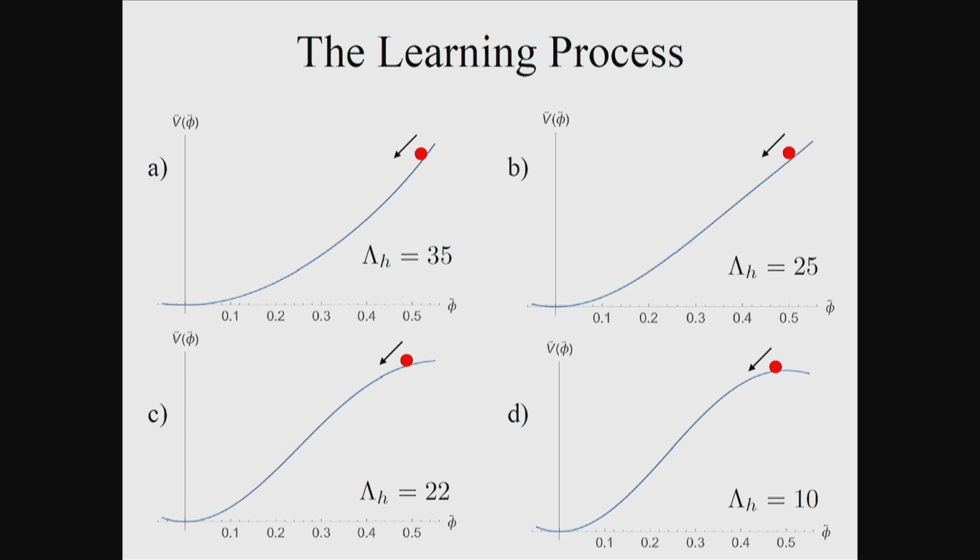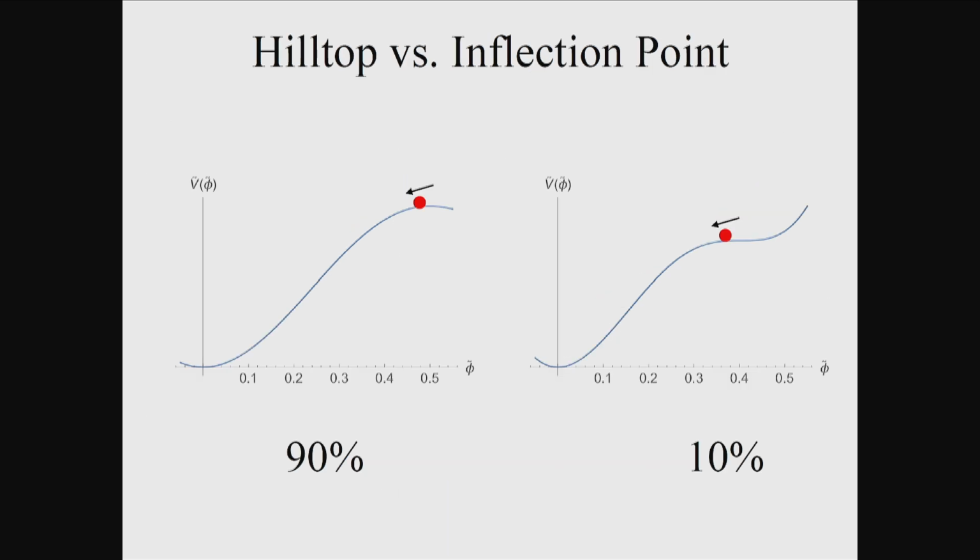So this is what happens. In fact, this is what happens in about 90% of the cases. We develop a local maximum like this. The other 10% of the time, we develop an inflection point. It should be noted that all of the models we've seen so far are very commonly studied in the inflationary literature. The quadratic models, linear models, Hilltop models, and inflection point models are all well known to inflationary people and have been well studied.